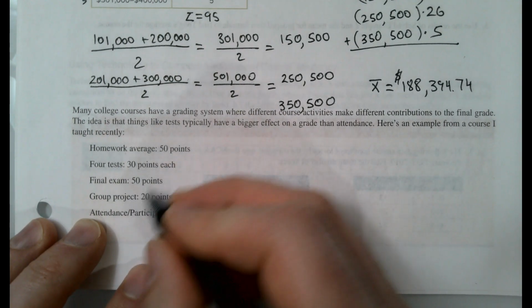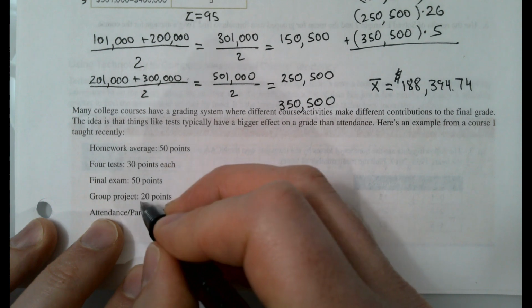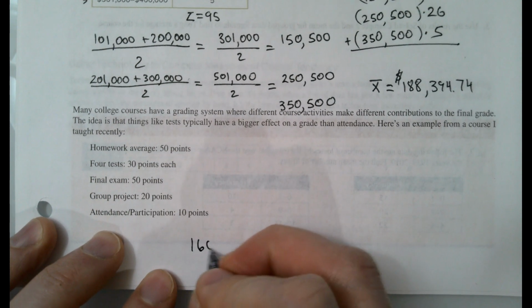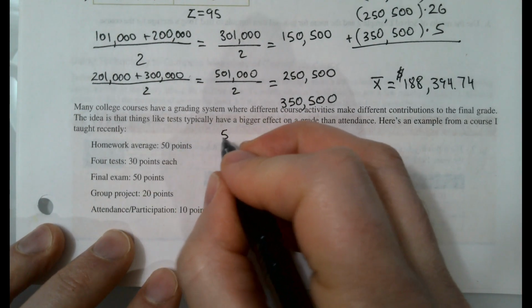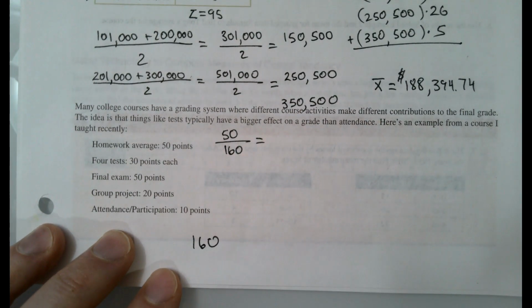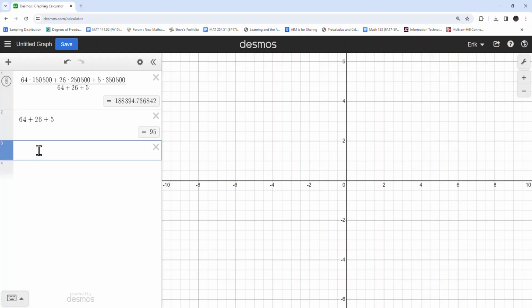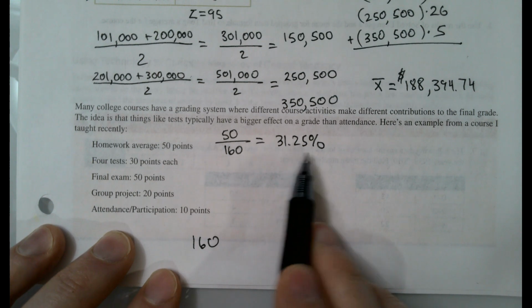If we add these together, let's see, 50 plus 50 is 100, and then 150, 160. This is 160 points. What we could show is that the homework average is this percentage of your overall grade. So I'm going to scamper over to Desmos and see that 50 divided by 160 is 31.25% of the grade. That's how you would convert a points scale to a percentage scale.